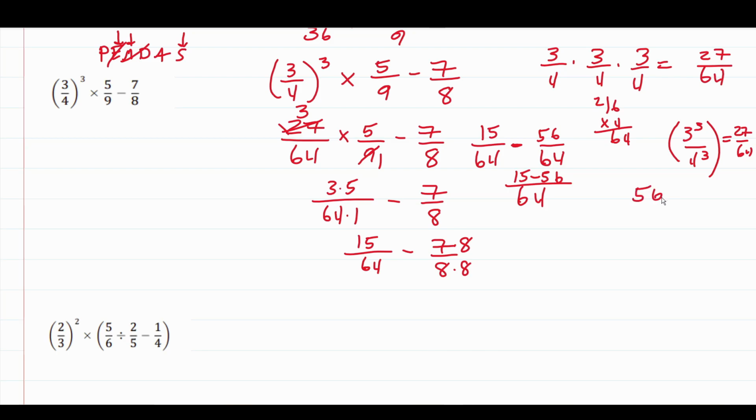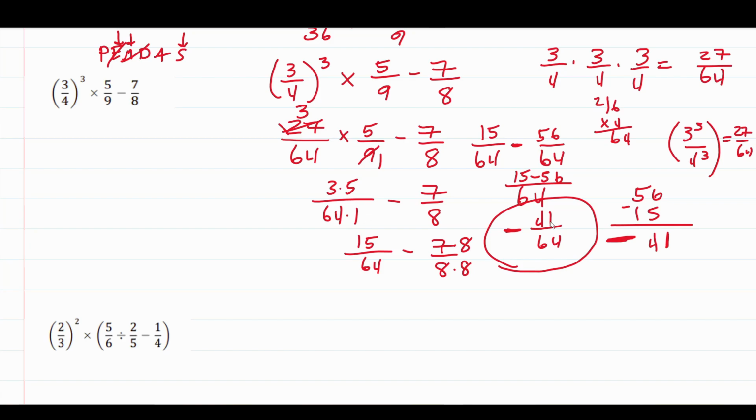I'm going to do 56 minus 15, and I know the result's going to be negative. Again, 15 minus 56 would be negative, but to do it by hand, you have to do it like this over here. 6 minus 5 is 1. 5 minus 1 is 4. So this is negative 41 over 64.